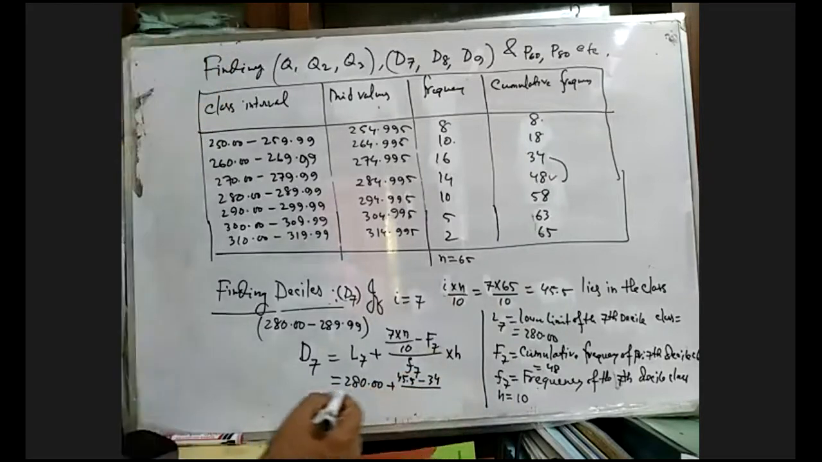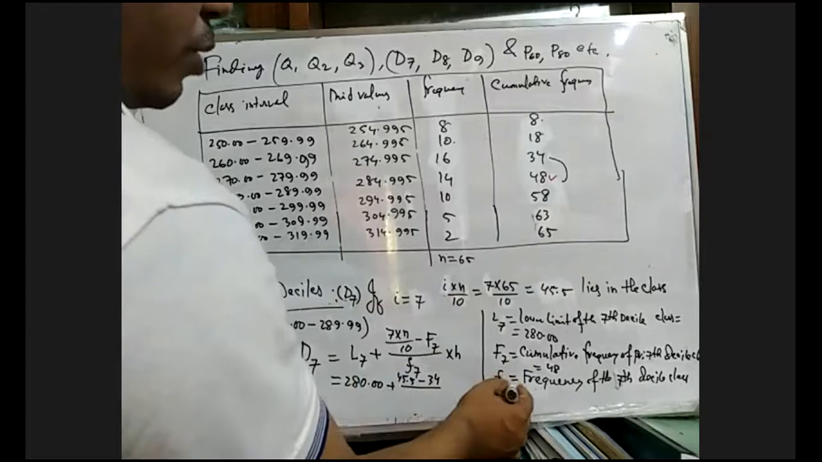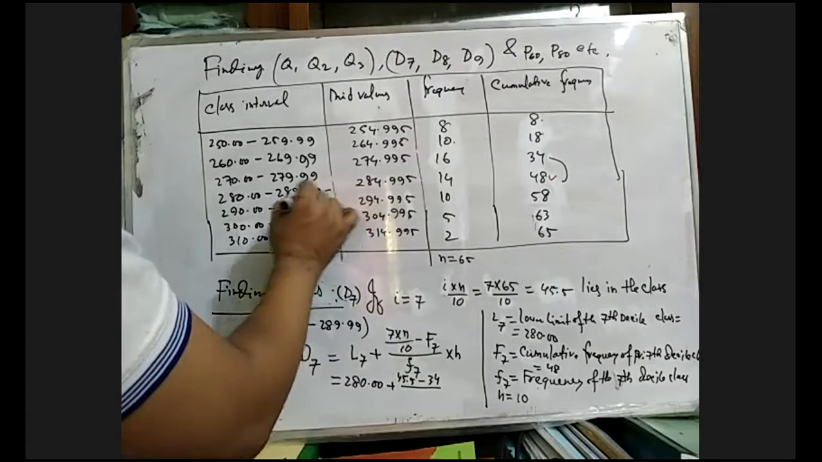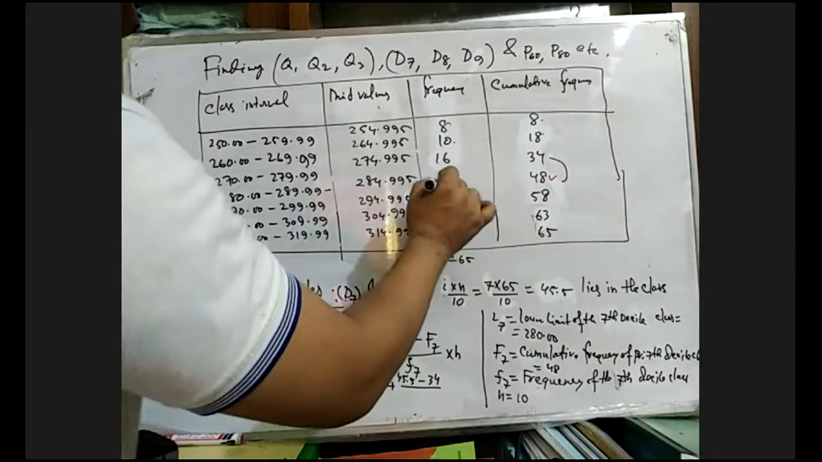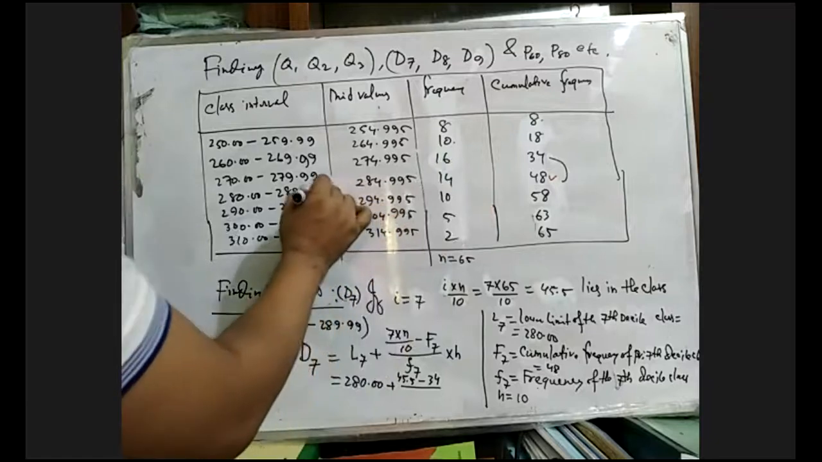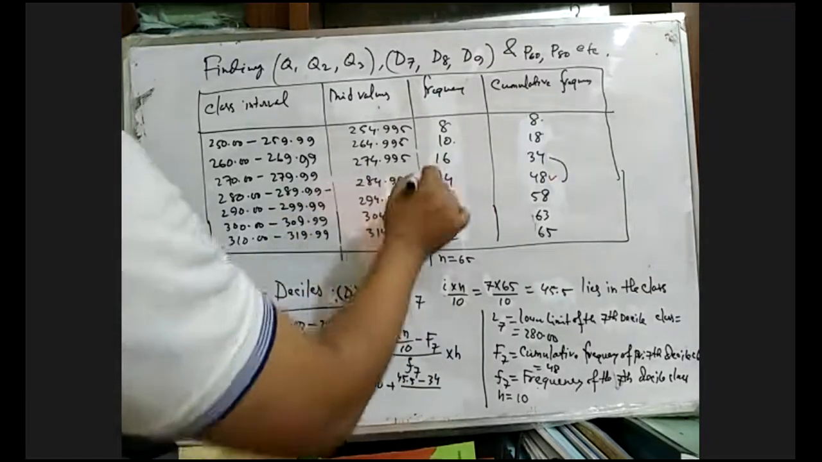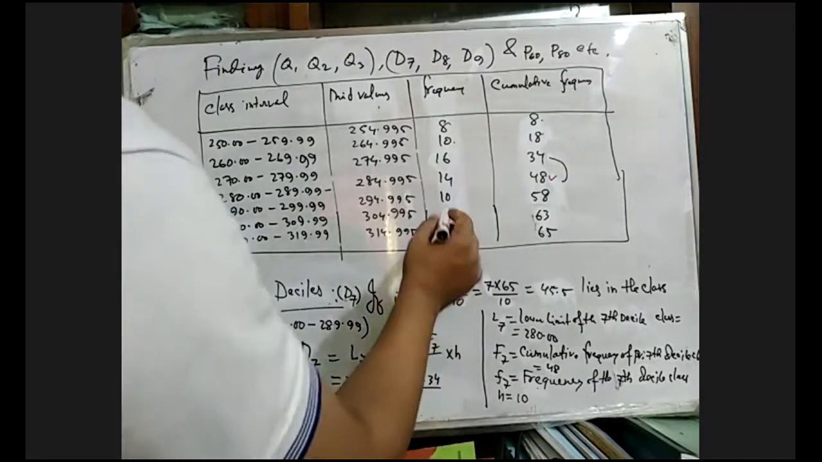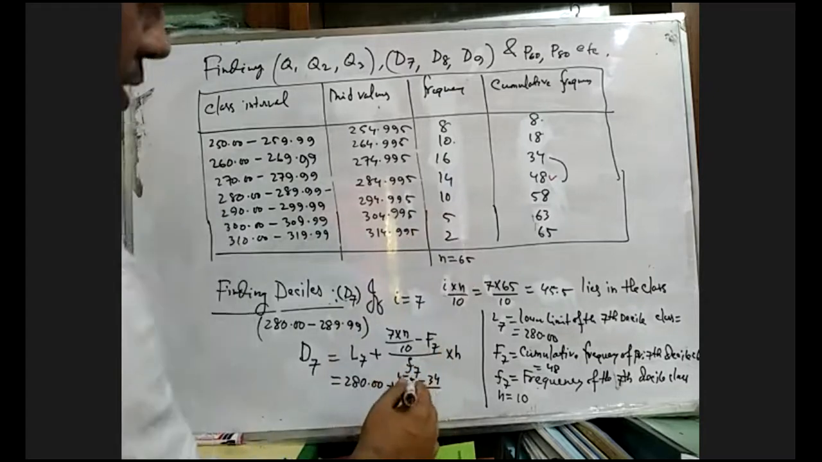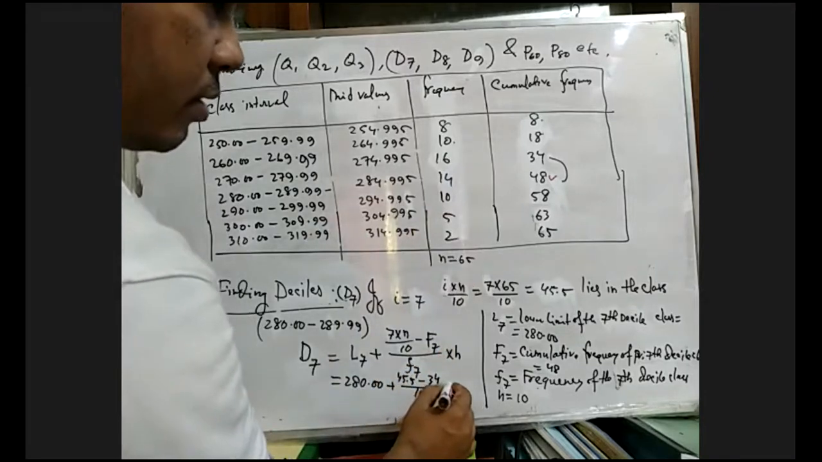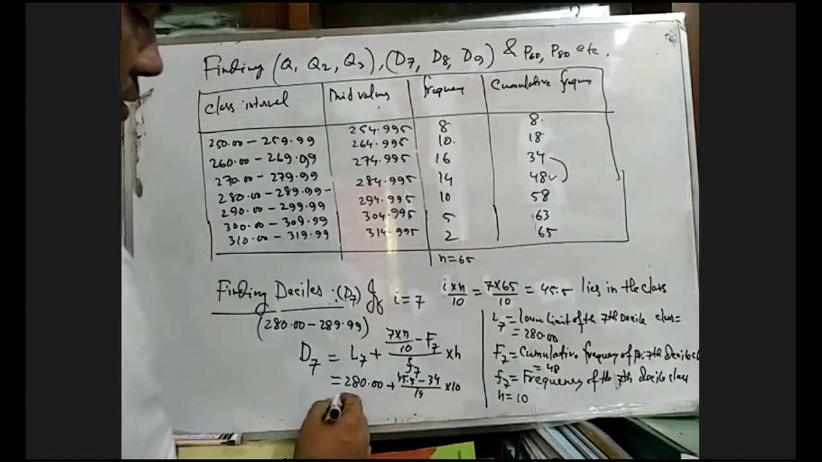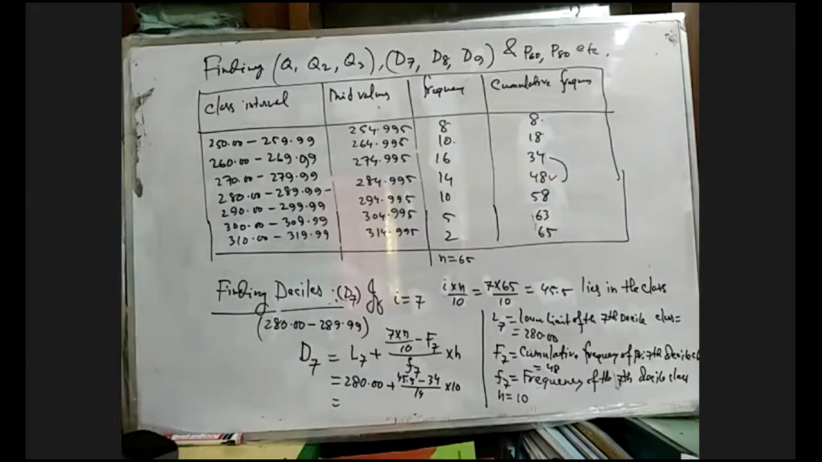We always have to take the previous one. Then f7 is the frequency of the 7th decile class. Along this class, 14 is the frequency of the 7th decile class, and s is the length of the class interval. So after calculation we can find the 7th decile.